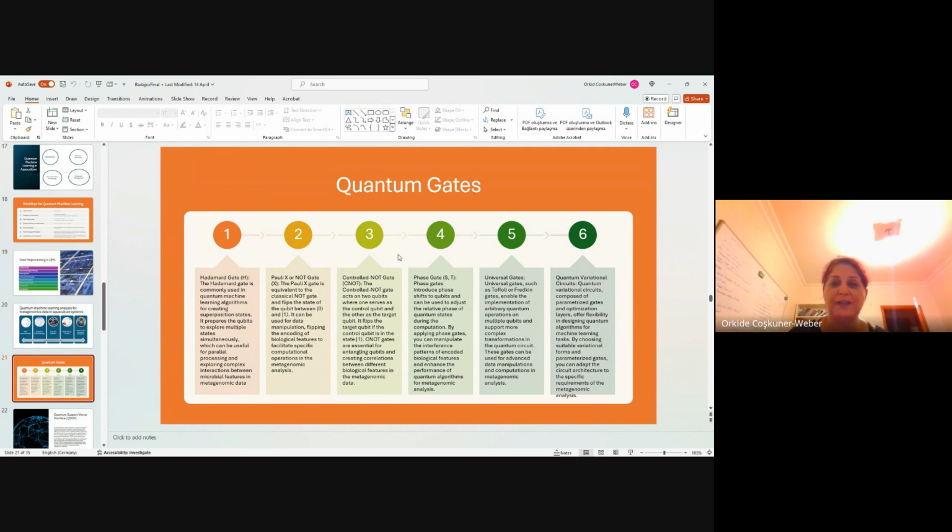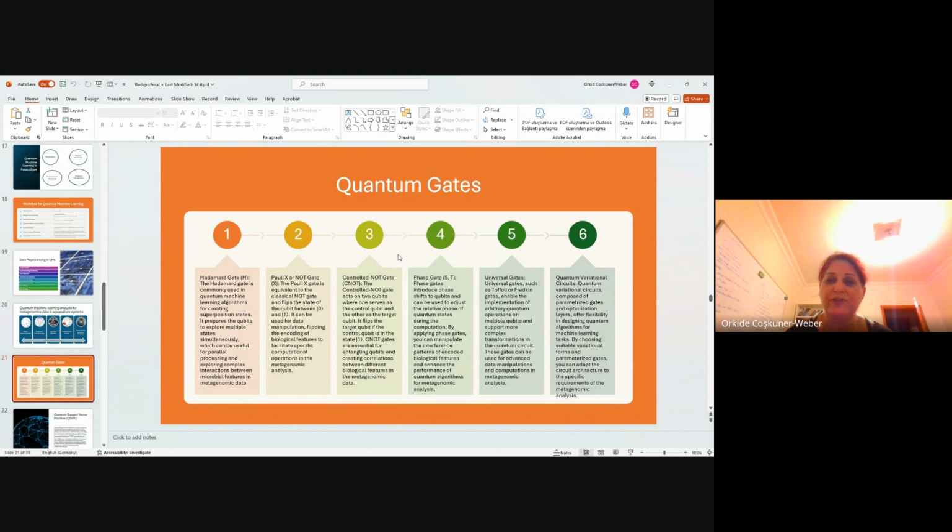Then we have the phase gate. Phase gates introduce phase shifts to qubits and can be used to adjust the relative phase of quantum states during the computation. By applying phase gates, we can manipulate the interference patterns of encoded biological features and enhance the performance of quantum algorithms for metagenomic analysis.